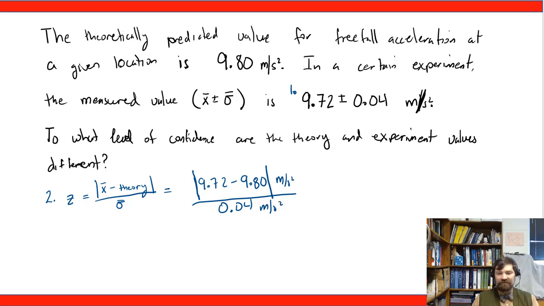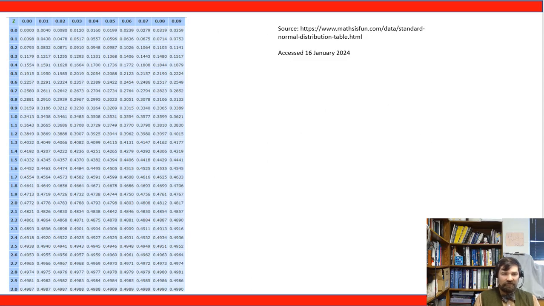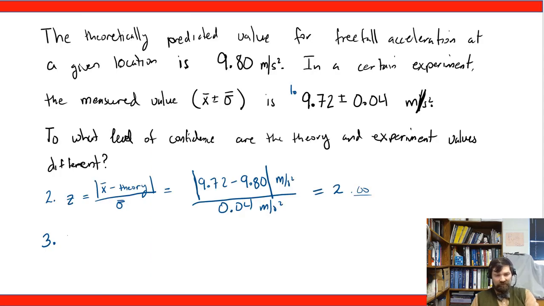And this difference is 0.08. That divided by 0.04 is 2. And so maybe we assume it's 2.00, but it certainly seems to be 2. Okay, so step 3, go look that up in the population table. So here is z equals 2.00. That would be this number right here, 0.4772.